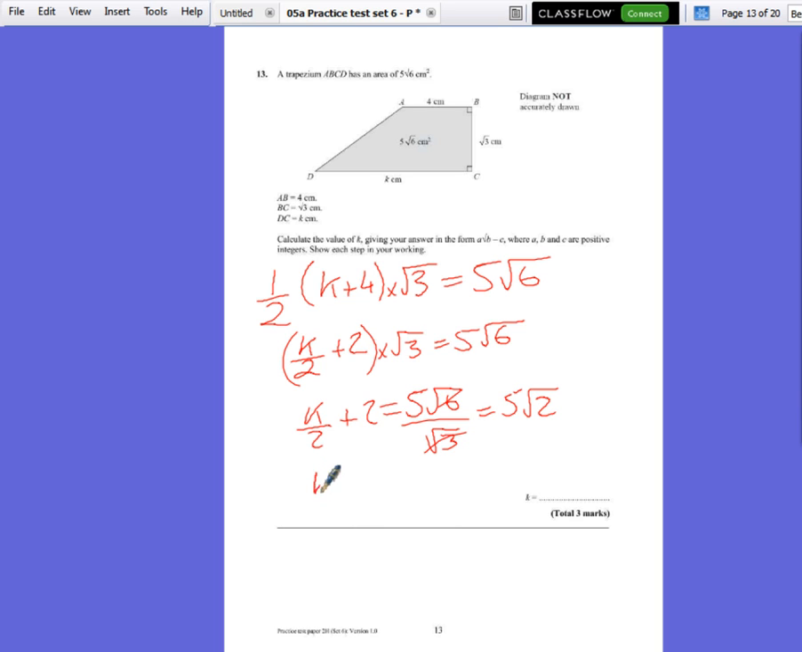If we take 2 off both sides, we get k over 2 is equal to 5 root 2 minus 2. And then if we times both sides by 2, we get k is equal to 10 root 2 minus 4. So the answer is 10 root 2 minus 4. And we can see it's now in the form a root b minus c. So a would be 10, b would be root 2, and c would be minus 4.